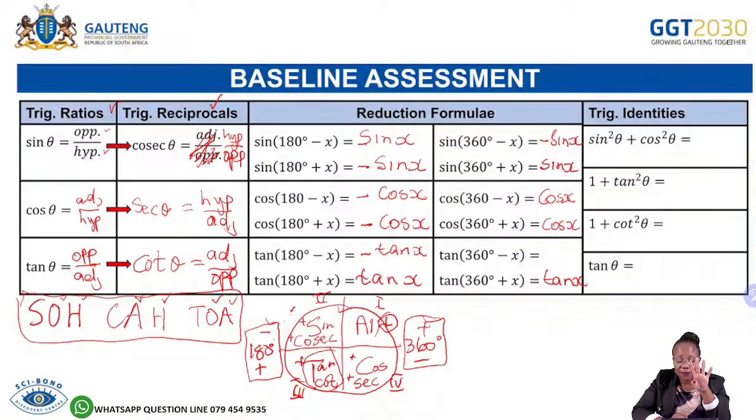Tan in quadrant 4, no, tan is negative because it's only cos that is positive there. That is how you identify the reductions, grade 12s.